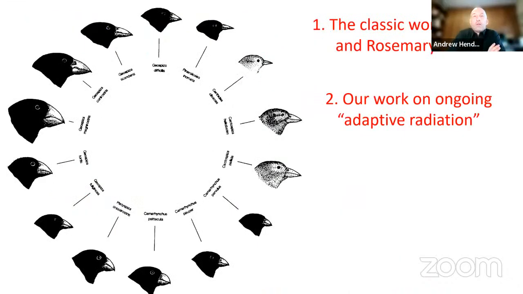Now, that's fine, but that's only a single species in a single location. How did you end up with these 14 different species via that process? Now, it's hard to know how different species came to be. That is, how did radiation occur? Because it happened a long time ago. It's not something you can observe in real time.